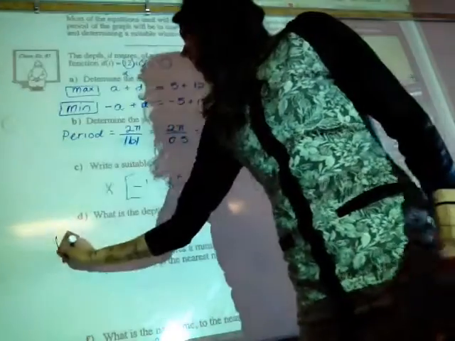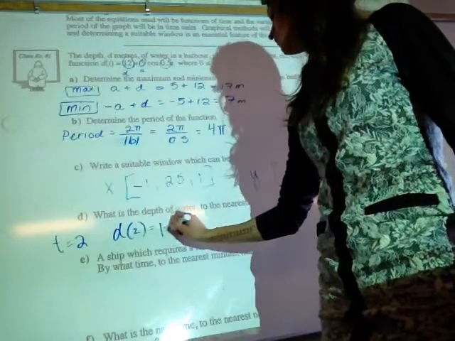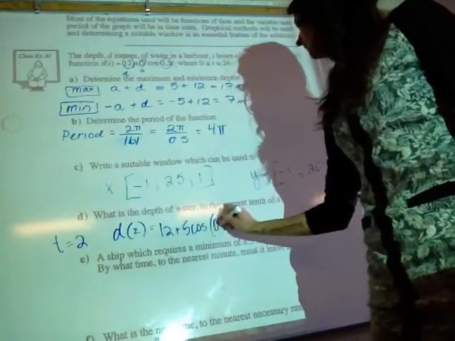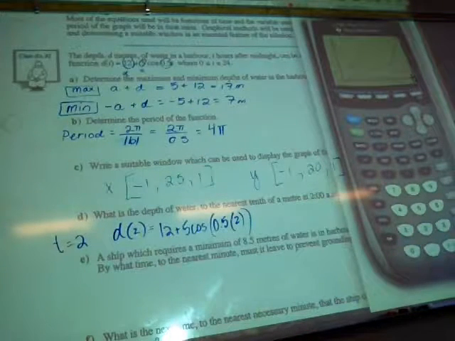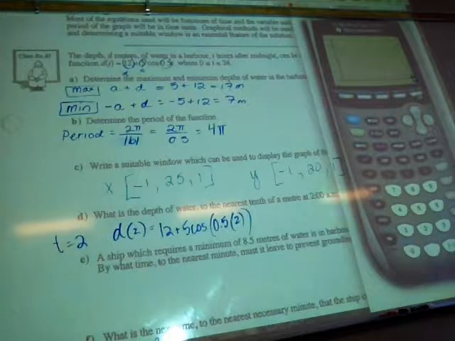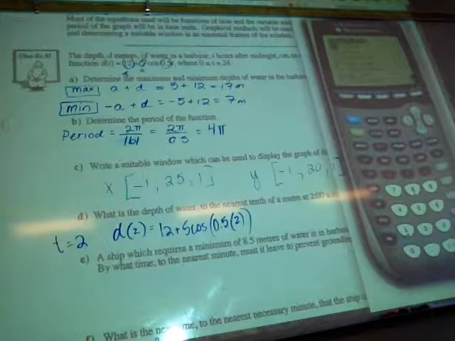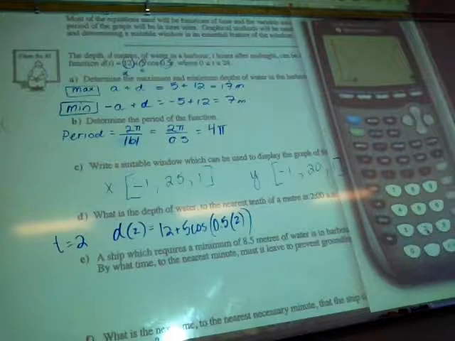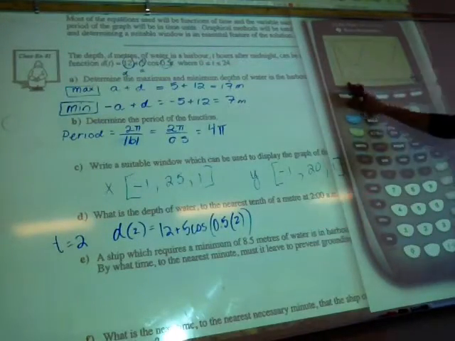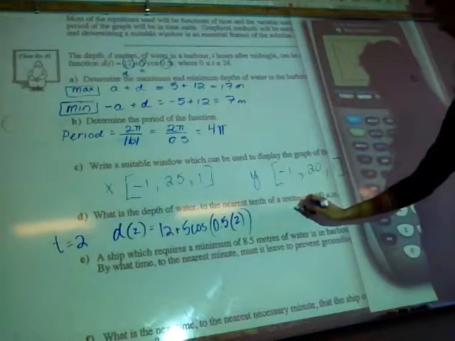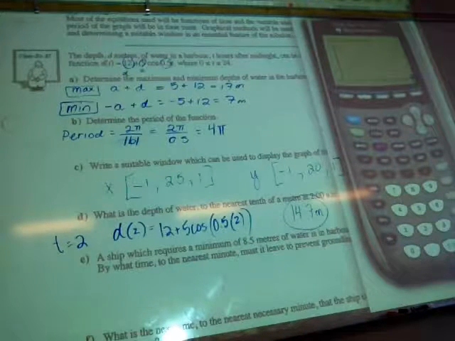2. So t is going to be equal to 2, and there are two ways that we can solve this. We can go d of 2 equals 12 plus 5 cosine 0.5 times 2, or you can graph it and solve for the value of x equals 2. So algebraically we can calculate that, or you can just go second trace, number 1, and put x equals 2 in there. Let's see what we get. Okay, so we're getting the ordered pair 2 and 14.7. So to the nearest tenth of a meter, at 2 a.m., the depth of the water is 14.7 meters.